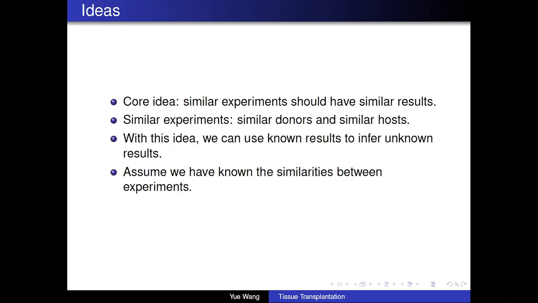So the core idea here is that similar experiments should have similar results. Here, similar experiments means they have similar donors and similar hosts. With this idea, we can use the known results to infer the unknown ones. And here we assume that we already know the similarities between experiments.